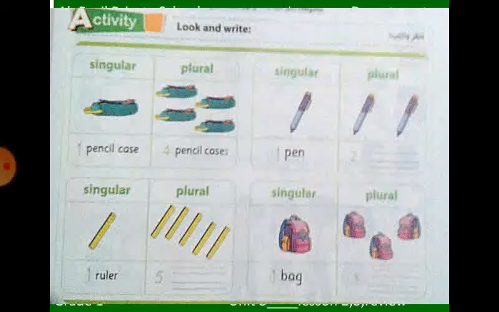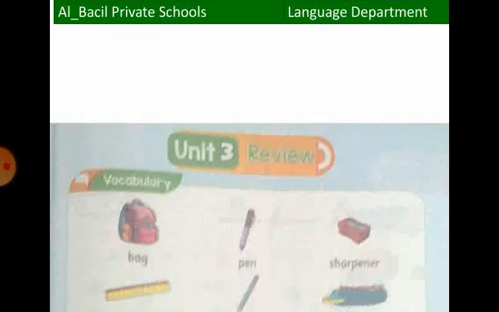وعشان نخلي الكلمة جمع نضع اس في نهاية الكلمة. For example, one pen, two pens. We should add s to the word to make it plural. نحط اس للكلمة لتصبح جمع. For example, one ruler, five rulers. One bag, five bags. Excellent.